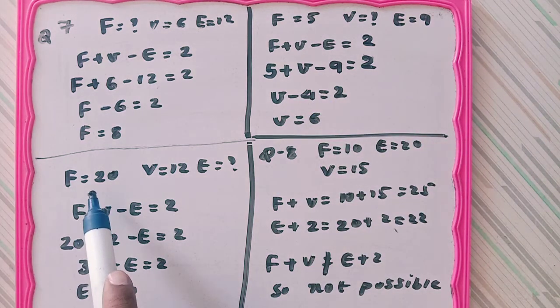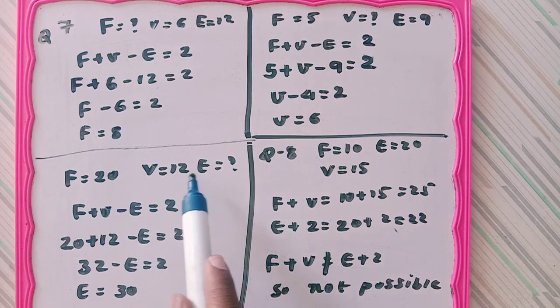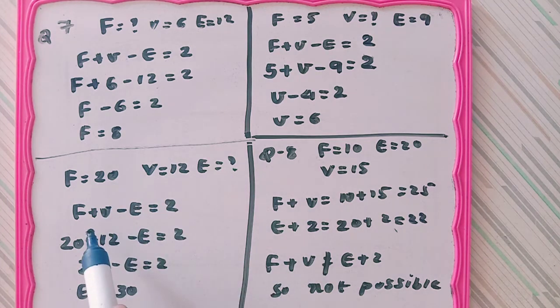And here F equals 20, V equals 12, E we have to find. Then F plus V minus E equals 2, so 20 plus 12 minus E equals 2, so 32 minus E equals 2, so E equals 30.